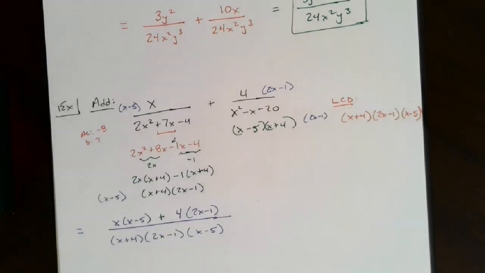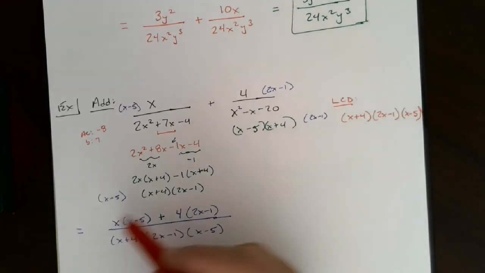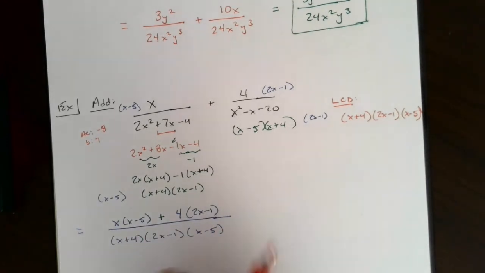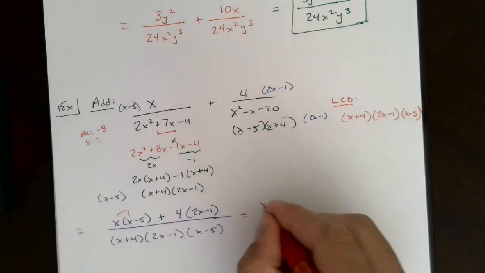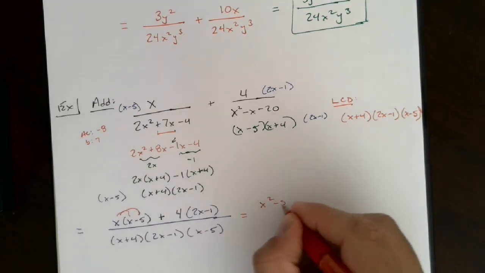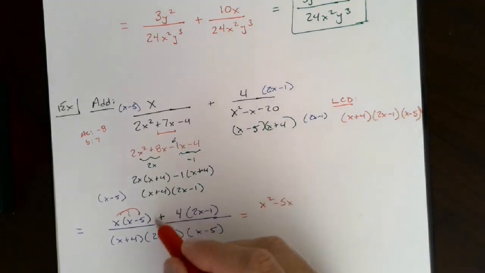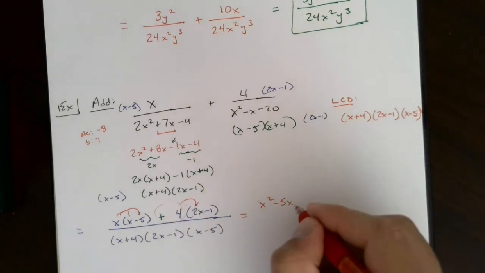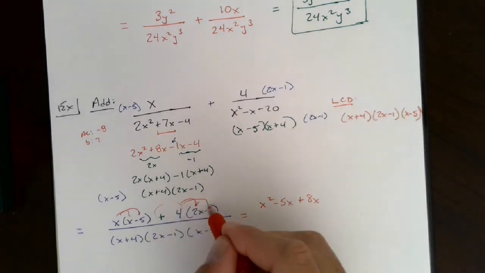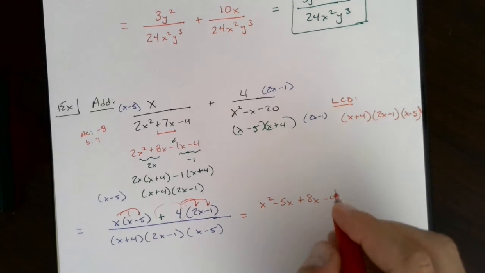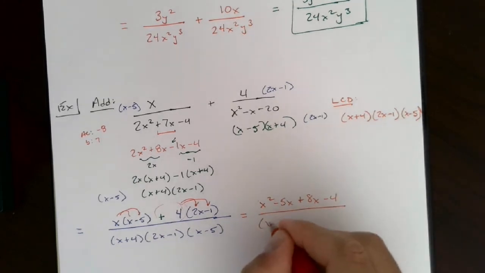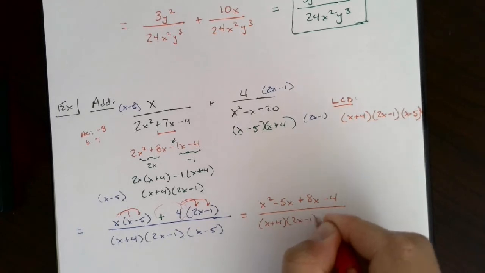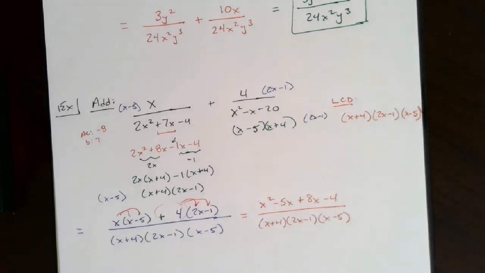Now once you're here, make sure you distribute through the numerator, but don't distribute through the denominator. You want to keep these as individual factors. It helps us simplify. So x times x becomes x squared. X times a negative 5 becomes a negative 5x. Here a positive 4. Make sure you take the sign with it. It's a positive 4. If this was a minus, it would be a negative 4 getting distributed. So positive 4 times 2x is positive 8x. Positive 4 times negative 1 is negative 4. And then this is all over that same LCD, which is x plus 4 times 2x minus 1 times x minus 5. Once you have this, we're going to simplify.